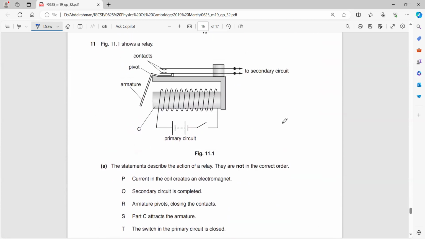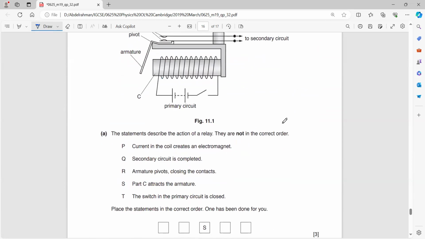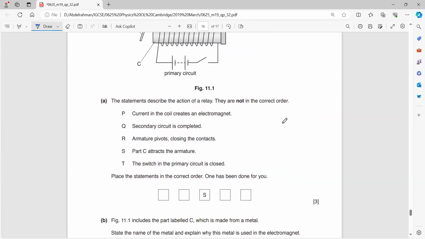I have a relay. Statements describe the action of the relay. They are not in the correct order. Place the statements in the correct order. One has been done for you.